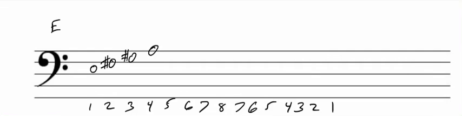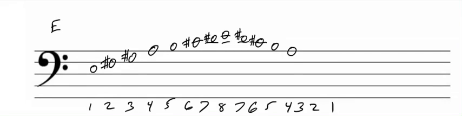The fourth note is A. The fifth note is B. The sixth note is C sharp. The seventh note is D sharp. And the last note is E. Because it's a melodic minor scale, the notes are different coming back down, so we need to write the notes coming back down also. Going up, the third note of the E major scale is G sharp. So to make it melodic minor, we're going to change that to G natural.